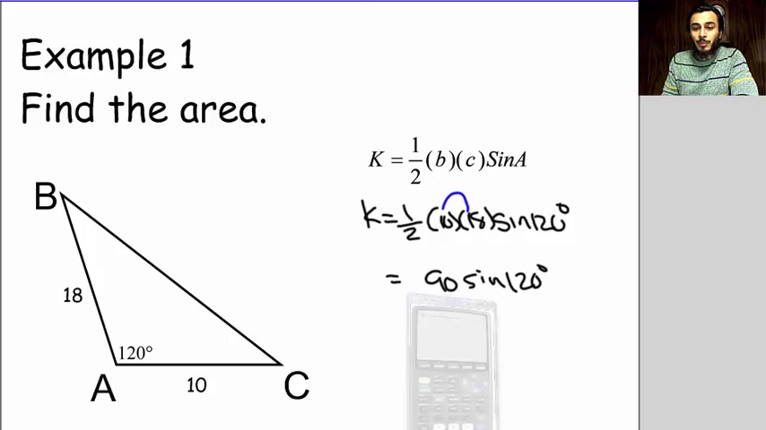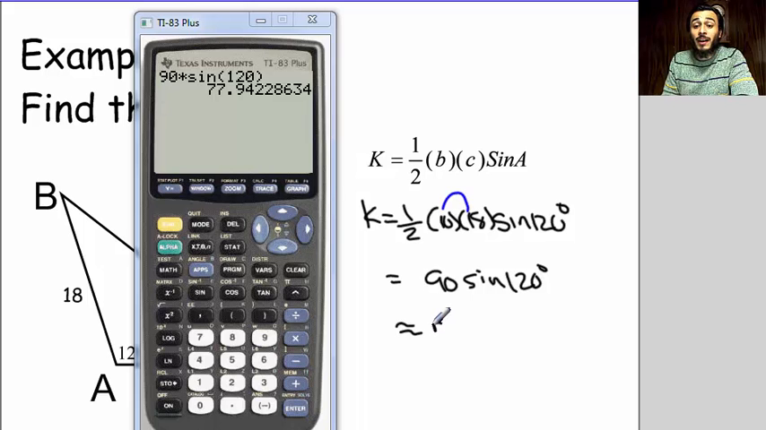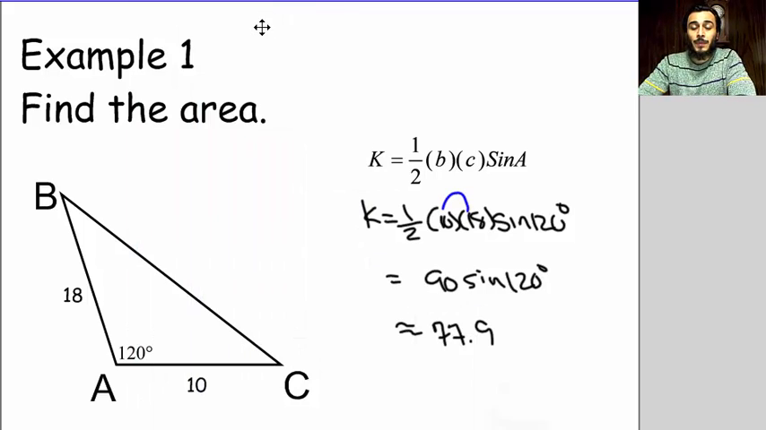And then that's something I can put in the calculator. 90 times the sine of 120 is approximately 77.9. So the answer is 77.9 square units. So that's my final answer. That's the area of triangle ABC here. It is 77.9.